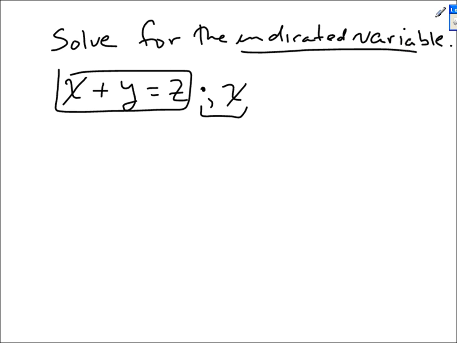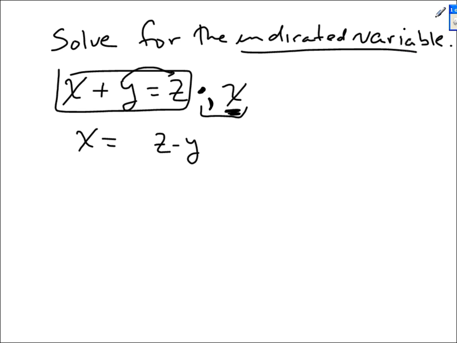What comes after this symbol right here is the letter that you want to solve for. So just bring the positive y over as negative y, and you will be done. x is equal to z minus y.